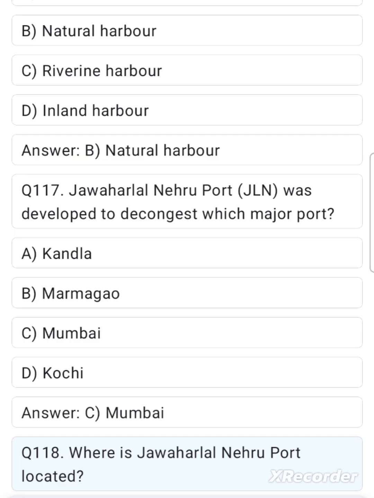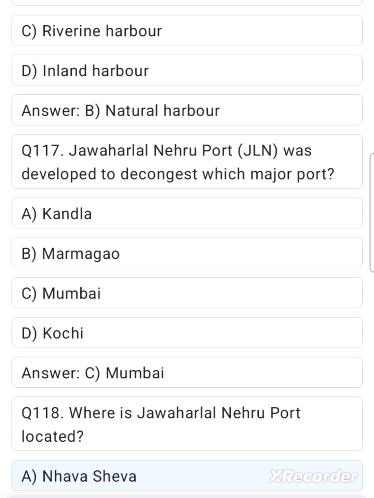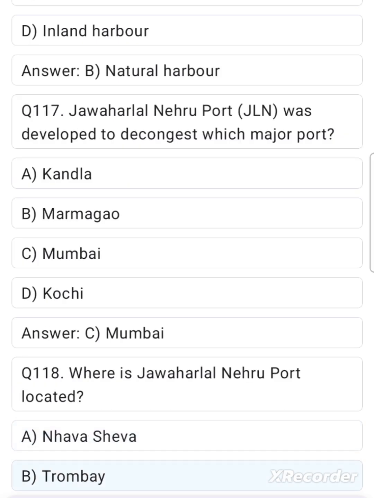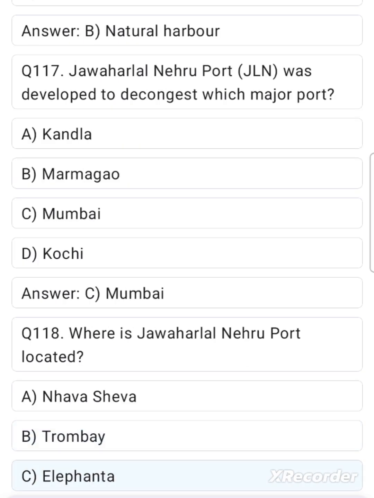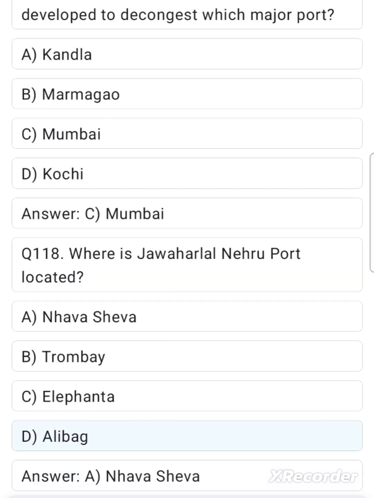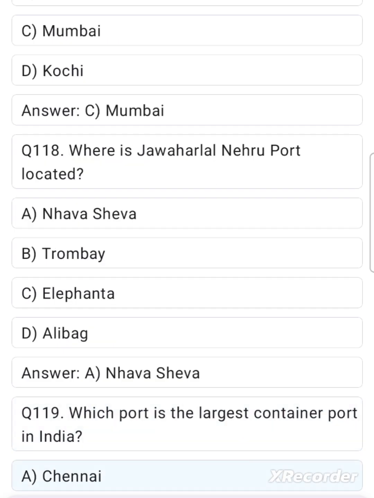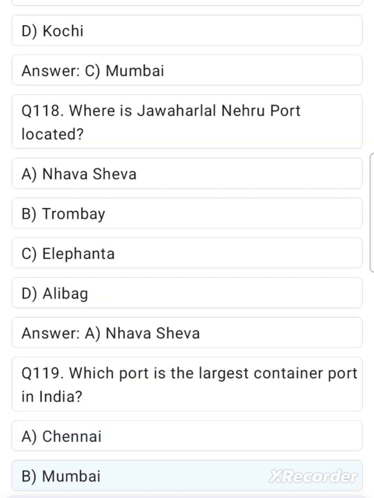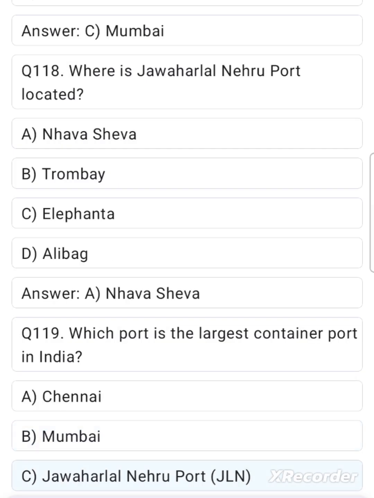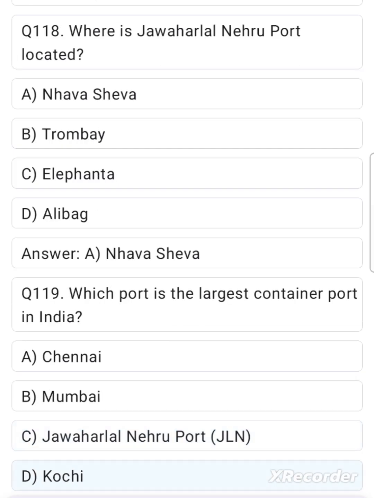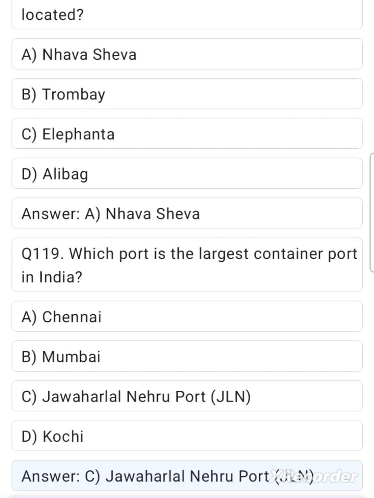Q118. Where is Jawaharlal Nehru Port located? A. Nhava Sheva. B. Trombe. C. Elephanta. D. Alibag. Answer A. Nhava Sheva. Q119. Which port is the largest container port in India? A. Chennai. B. Mumbai. C. Jawaharlal Nehru Port, JLN. D. Kochi. Answer C. Jawaharlal Nehru Port, JLN.